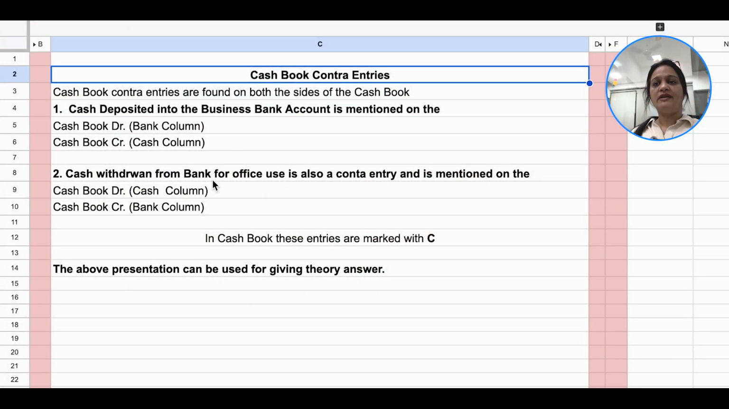Now these two entries make the cash book contra entries. In cash book, these entries are marked with C. The above representation can be used for giving a theory answer related to the cash book question. Now since you all have understood cash book contra entries, I'll move to the control account contra entries.